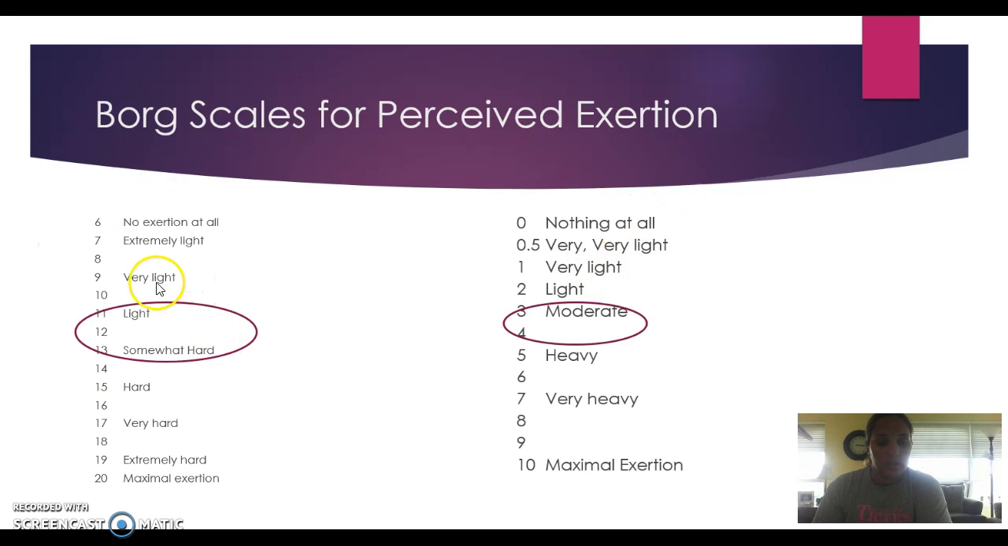So this is the scale you would use to assess the patient's exertion. And you don't want them to be in the somewhat hard area, and you definitely don't want them to be in the heavy area. So where the two circles are, that's kind of where you want them to be.